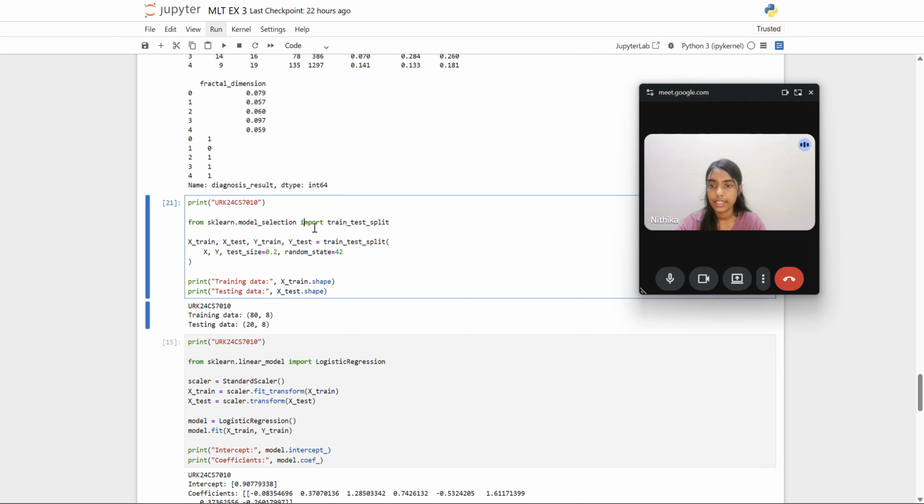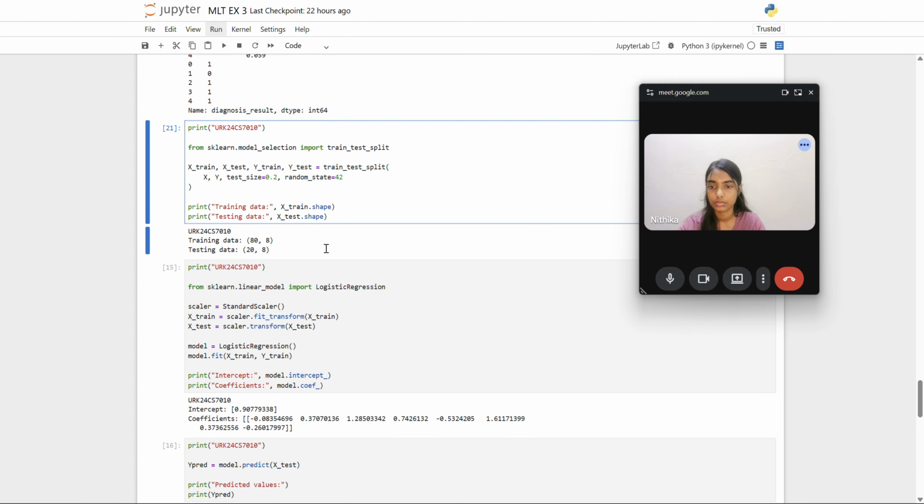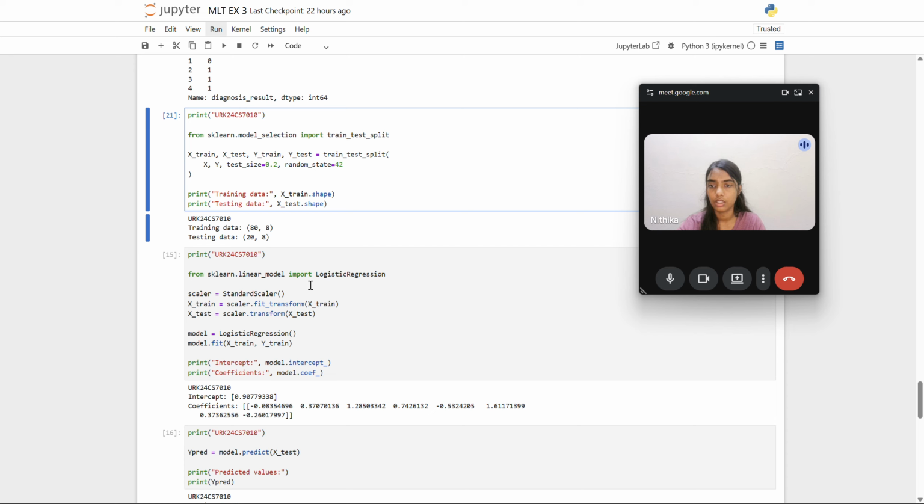Here, the dataset is divided into 80% for training and 20% for testing. Random state 42 makes the split reproducible. So the output is 80 for the training dataset and 20 for the testing dataset.